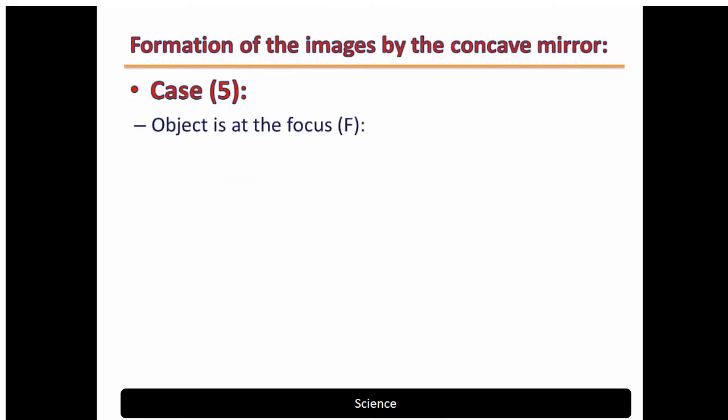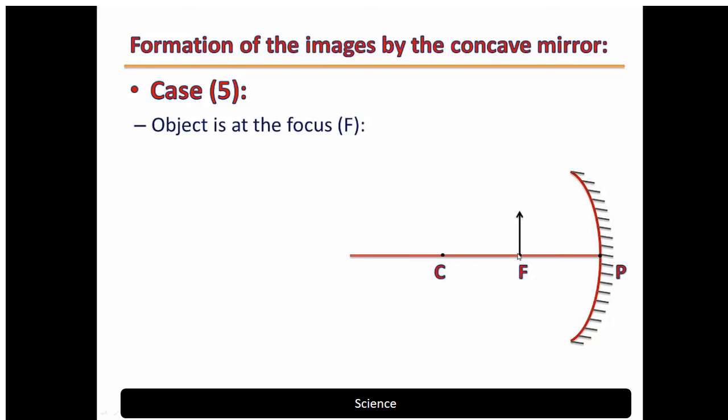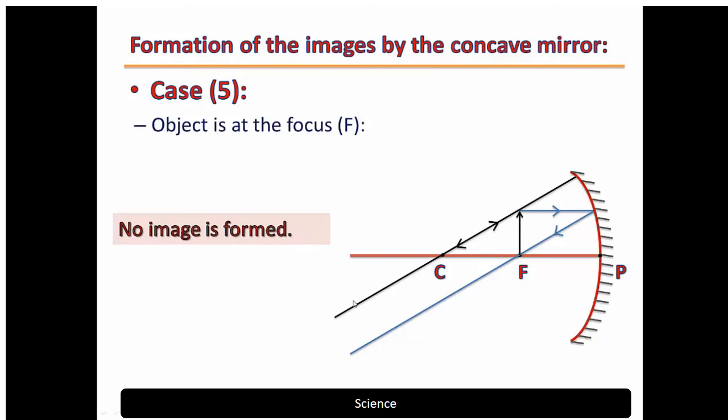Case number 5. Object is at focus, at F, or at a distance which is equal to the focal length. We will draw parallel incident light ray. It will reflect passing through the focus. The second one will pass through the center of mirror curvature, so it will reflect on itself. As you can see, the 2 reflected light rays will never intersect because they are parallel to each other. So no image is formed.